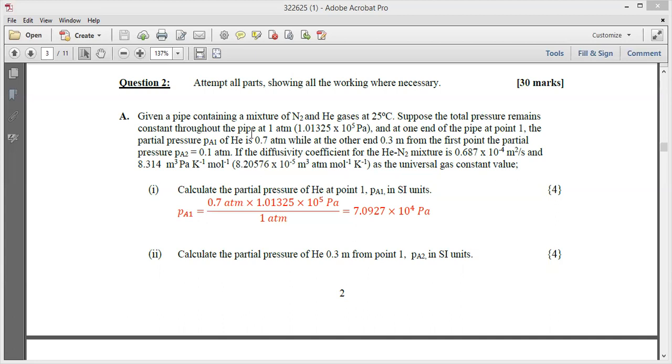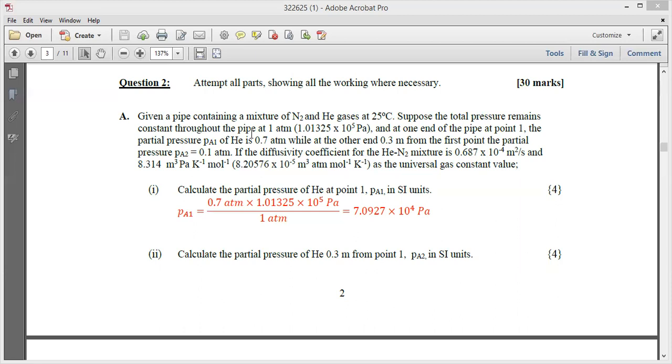If the diffusivity coefficient for the helium nitrogen mixture is 0.687 times 10 to the power negative 4 square meters per second, and 8.314 meters squared pascals per kilomole is the universal gas constant value, calculate the partial pressure of helium at point one in SI units.